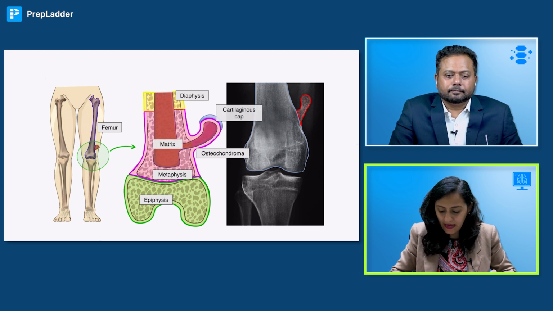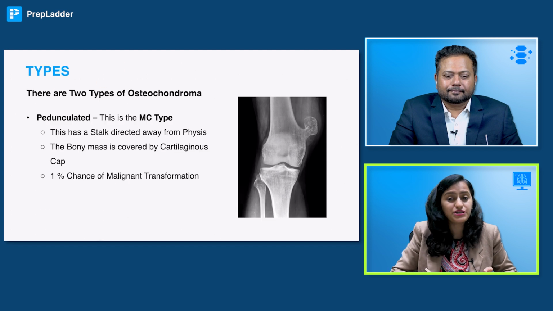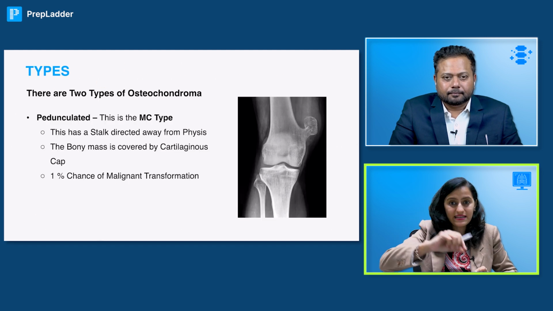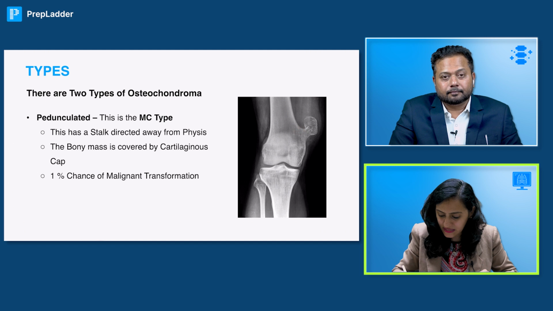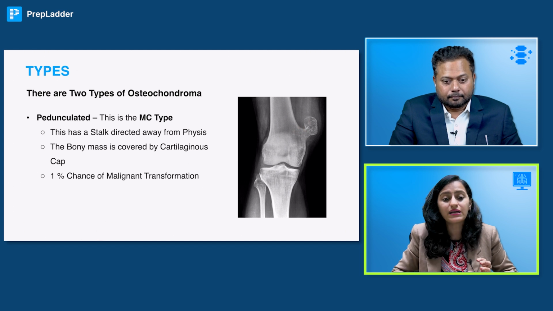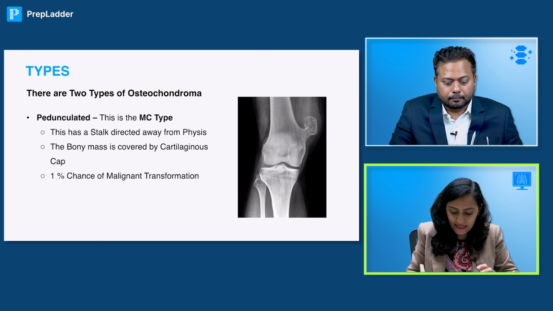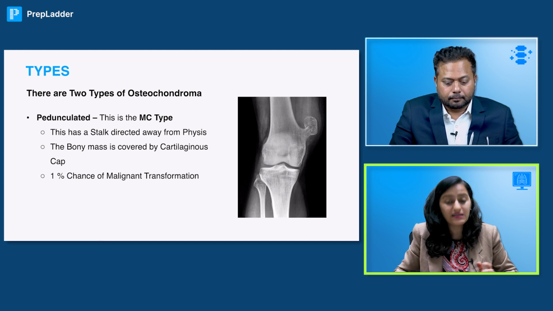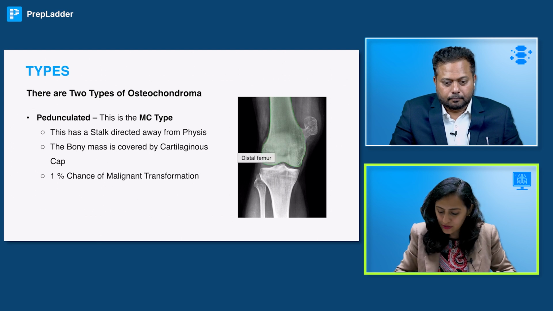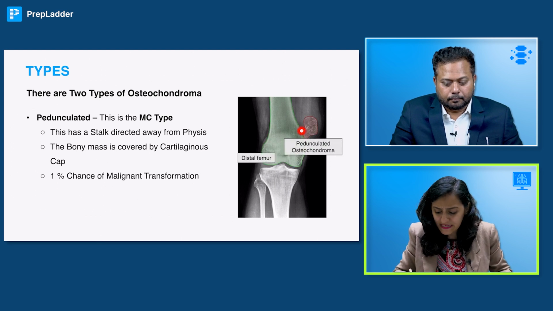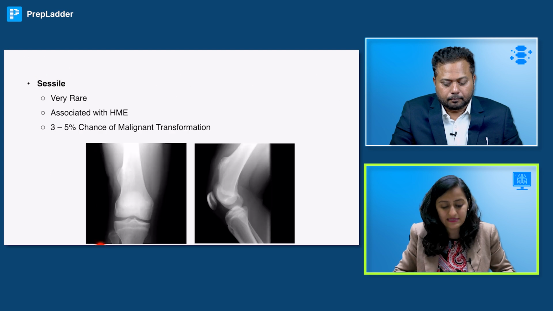Now, remember that in osteochondroma, there are two types. It can have a pedicle, like it can be pedunculated, like you see here, it has a stalk and then it is going out. This is the most common type. So this has a stalk directed away from the physis. It's covered by the cartilaginous cap. And can this turn malignant? Yes, approximately 1%. Right? So this is a pedunculated osteochondroma that you can see here.